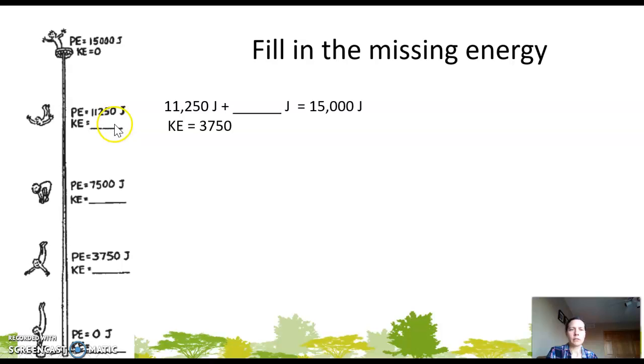So pause, see if you can find the missing energies before me. And again, this is a good example to have in your notes. You don't have to draw this picture, but I would draw a stick figure at various different heights, because this is a good example to have in your notes. Okay, if you haven't yet, press pause, get those answers, and then press play when you have those answers.